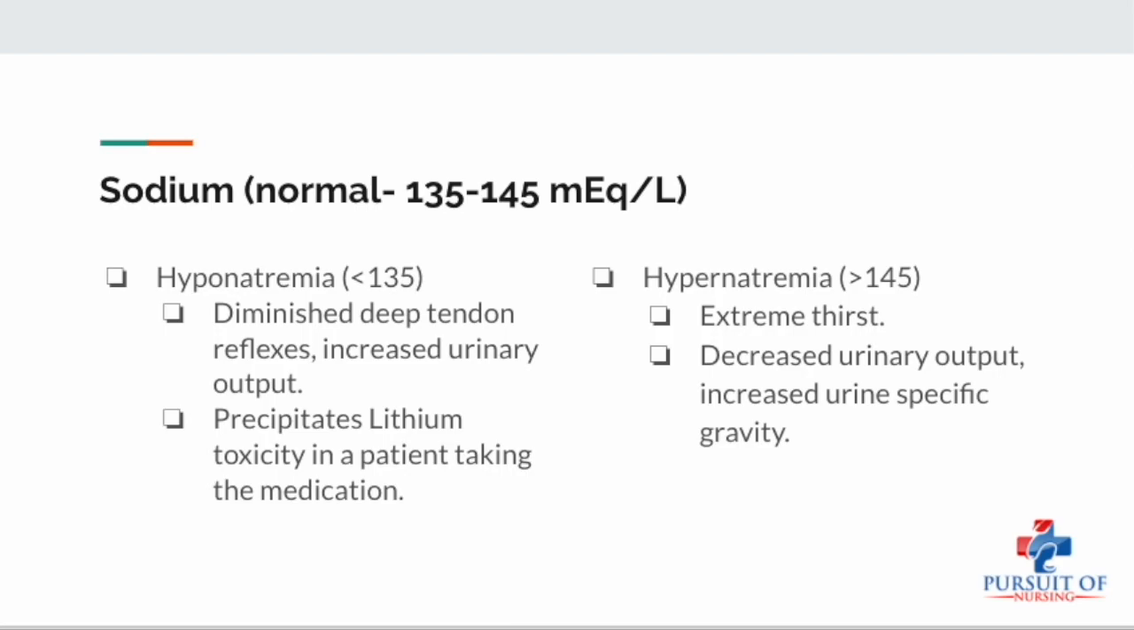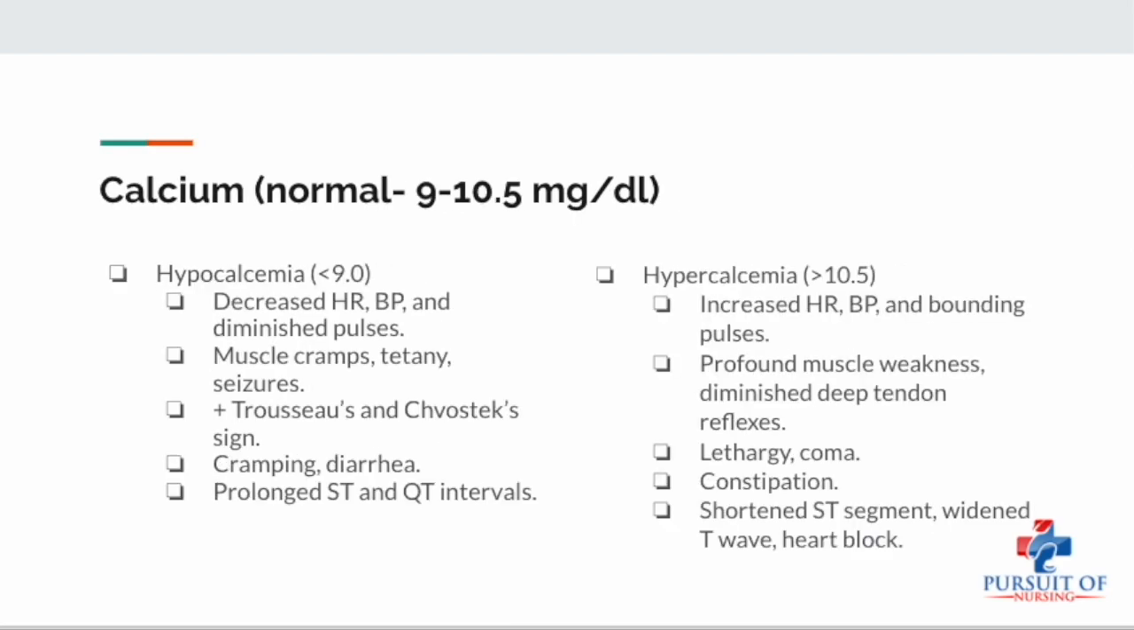With hypernatremia, the patient may experience extreme thirst. They're going to have decreased urine output and an increased urine-specific gravity because the urine that they do put out is going to be a lot more concentrated.